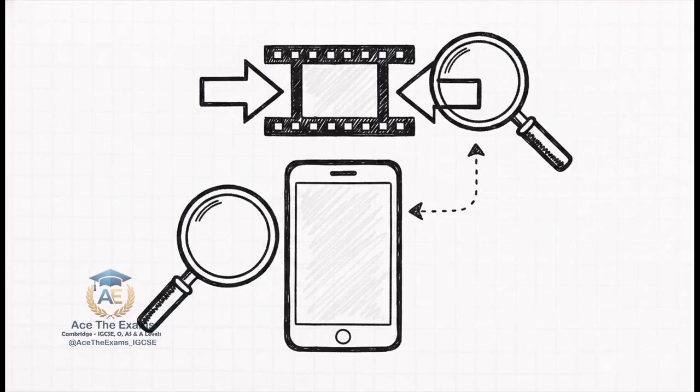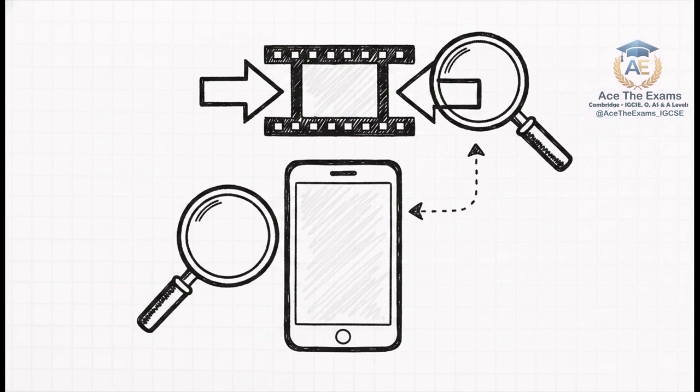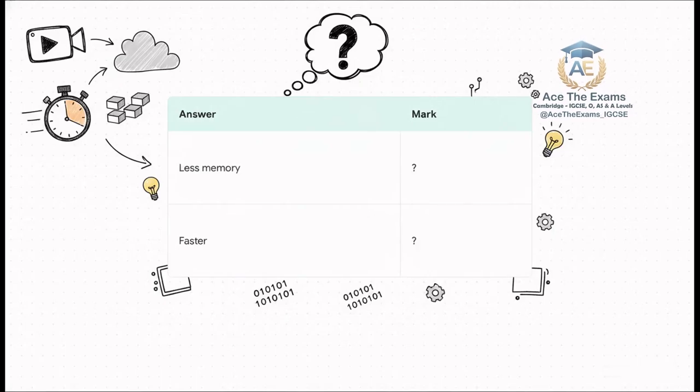Now let's take that framework and apply it to a harder Cambridge-style boss battle. Read the scenario carefully. Explain the aim of compressing a video file for a smartphone. This is a realistic, high-value scenario. Notice the specific components here. It isn't just a generic file, it's a video file. And it's not just any device, it's a smartphone. Take a look at this student's answer. "It compresses the video so it takes up less memory and downloads faster."